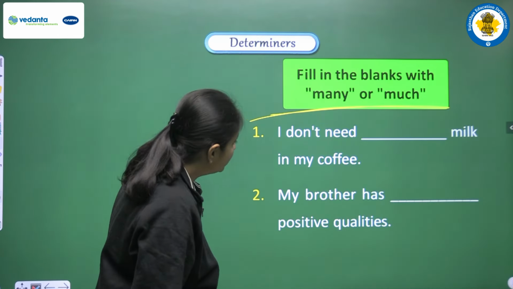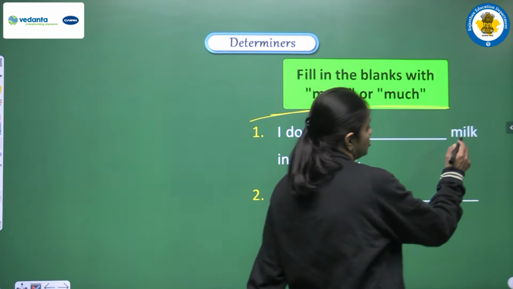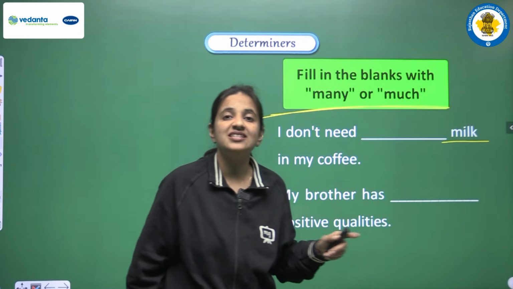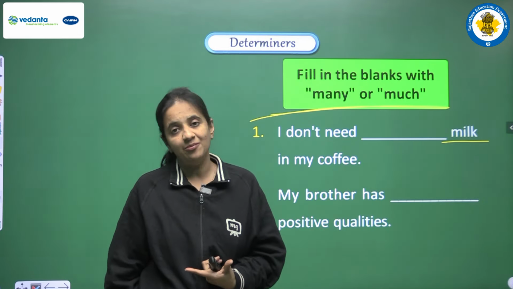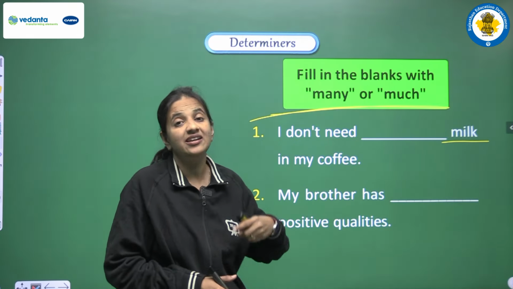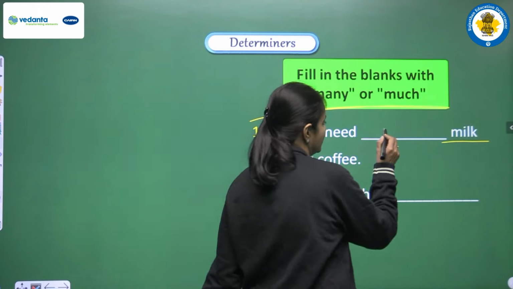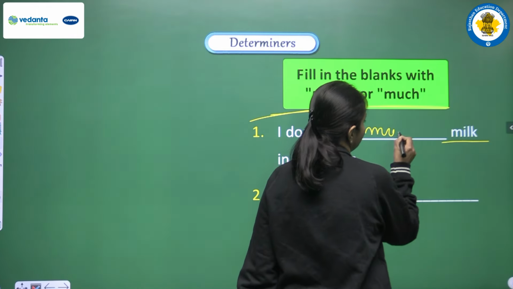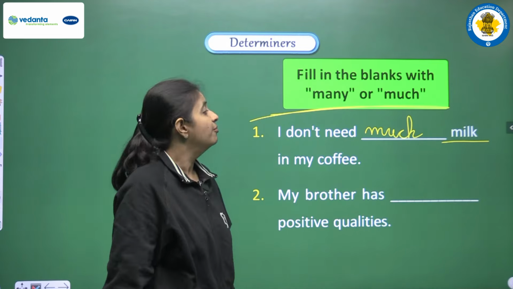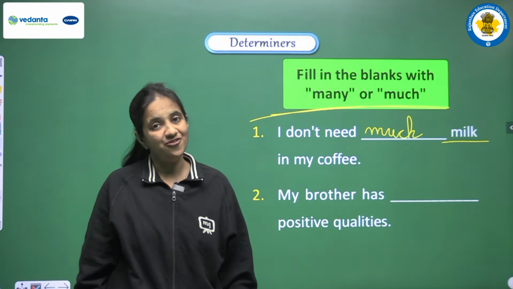I don't need milk in my coffee. So we are having one noun, the noun is milk, and milk is an uncountable noun, right? We cannot count milk. It's a liquid, it's a material noun, it's an uncountable noun, and this is the reason here in this blank our answer will be much, and the sentence will be I don't need much milk in my coffee.